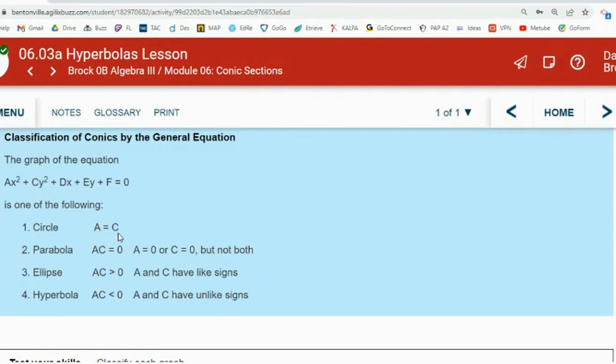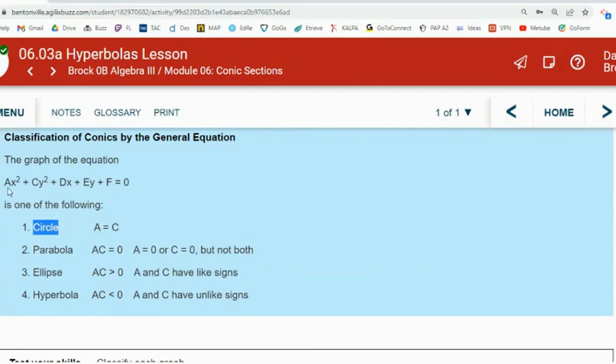If a and c are equal to each other, so the x squared and the y squared have the same coefficient, like 5x squared plus 5y squared, it doesn't matter what these other ones are. If it has those two things, it is a circle.